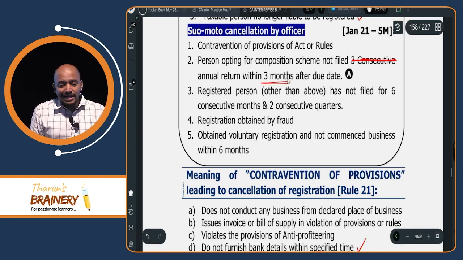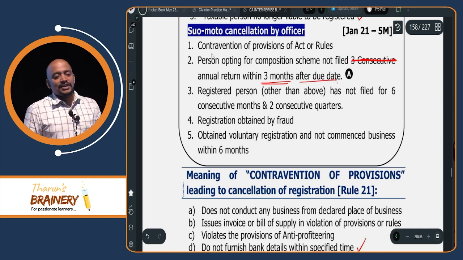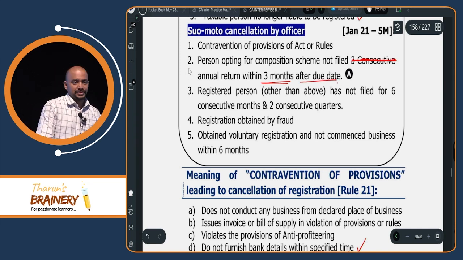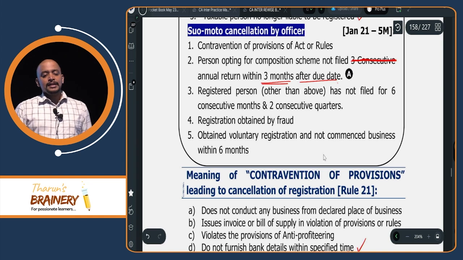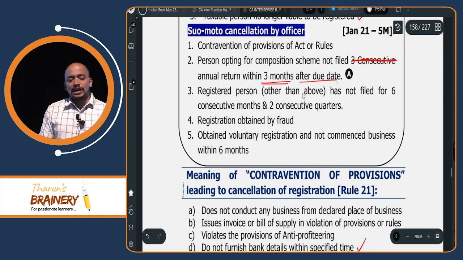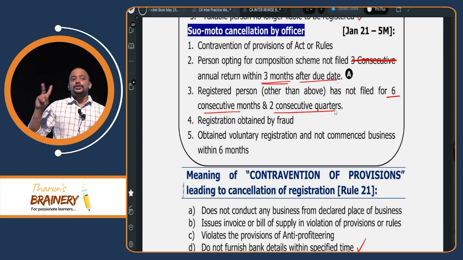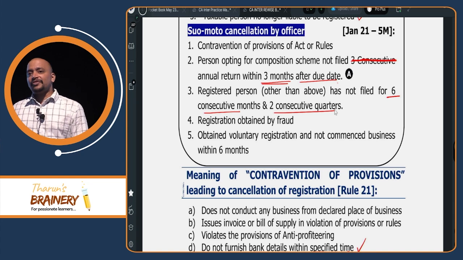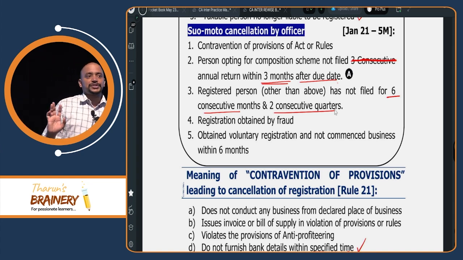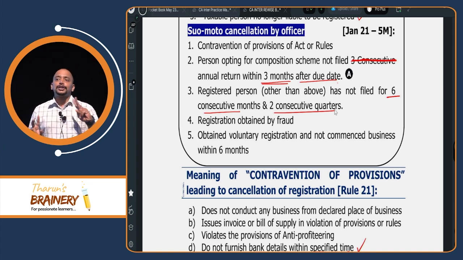If you are not filing in 3 months after due date, then that will be a reason for cancellation of registration. Then suppose if you are registered under normal scheme and you have not filed returns for 6 consecutive months or 2 consecutive quarters, okay, continuous 6 months or 2 quarters, if you have not filed normal returns, then also registration will be cancelled. So related to returns, 2 points.